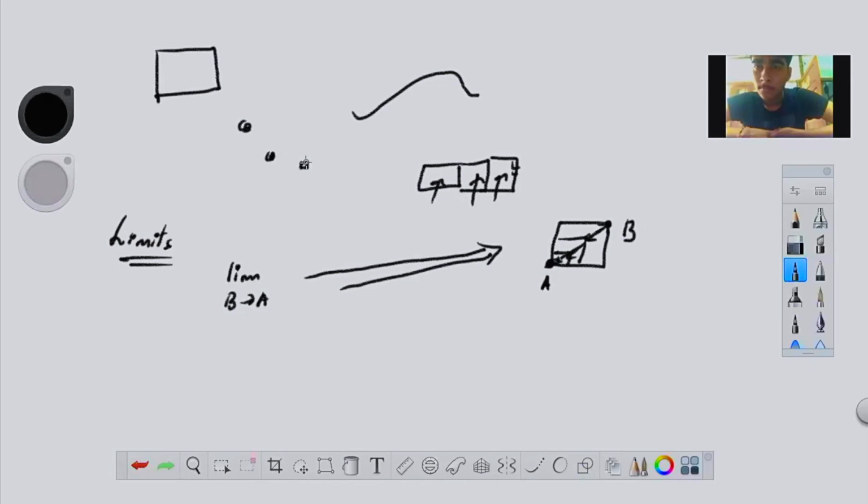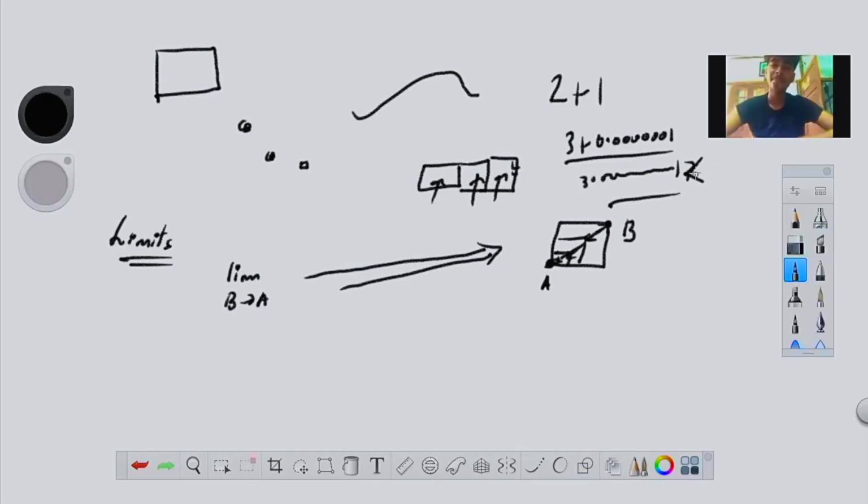So at the microscopic level, in maths we can say 2 plus 1, but we can also say 3 plus 0.00001, right? You can write 3.00001, okay? But still there is always a number which is even smaller than this, right? Okay? So there's always a number which is smaller than this.